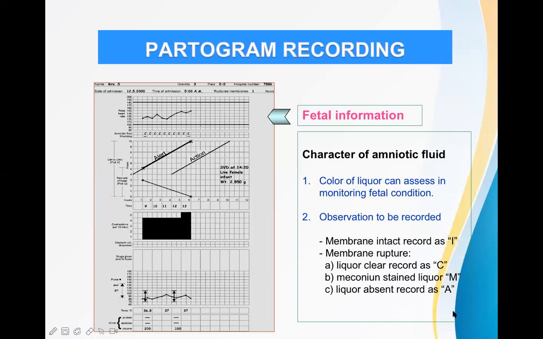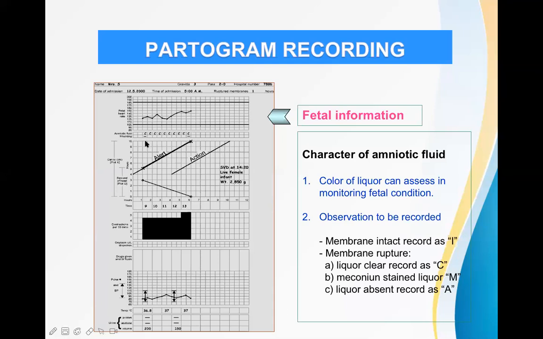Sometimes the amniotic fluid is already drained, there is no more left. So it is A, absent. Meconium stain is M, which looks green in color, sometimes even golden yellow if the meconium was passed around 2 to 3 days ago. Clear amniotic fluid is recorded as C. And if membranes are not ruptured, we record it as I.